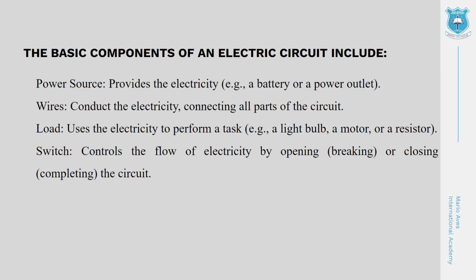Our switch controls the flow of electricity by opening or closing the circuit. Switch is like a gatekeeper that can open and close a circuit. When the switch is on, the circuit is complete. That is, when the switch is on, the circuit will do its job and create our current for us, and the electricity flows. When it's off, the circuit is broken and the electricity stops.